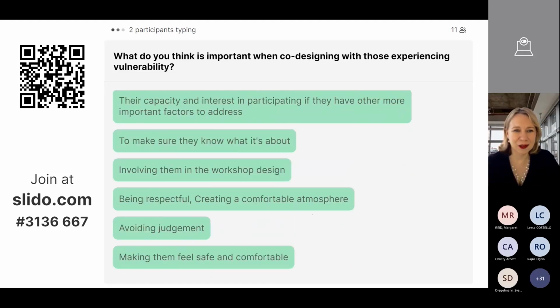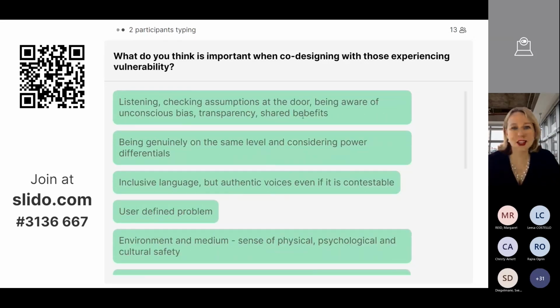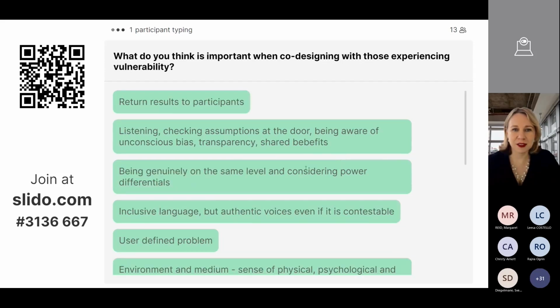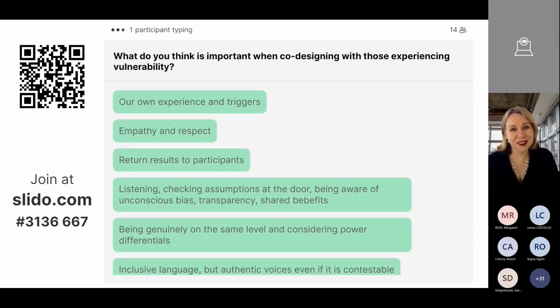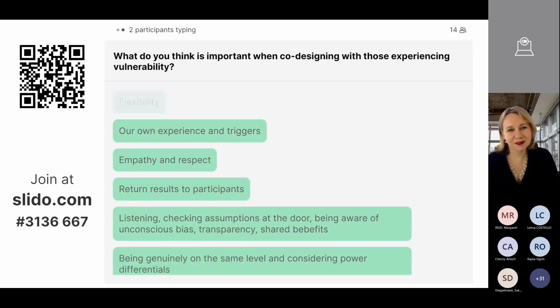Have we missed any? Scroll down. Involving them in the design of the workshop, yes, rather than just inviting them once the workshop's already designed. Avoiding judgment, ensuring they feel safe and comfortable. Listening, checking assumptions at the door, being aware of unconscious bias, transparency, shared benefits, being genuinely on the same level and considering power differentials, returning results to the participants, absolutely. Empathy and respect, yes. Our own experience and triggers, yes, because we're part of the process as well. See a few more people typing. Flexibility.